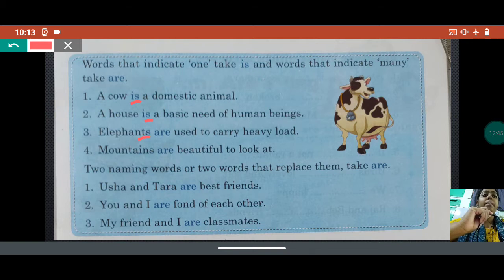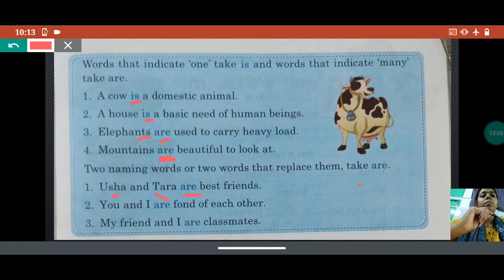Elephants, now here we are talking about more than one elephant. So elephants are used to carry heavy loads. Number 4, mountains are beautiful to look at. Two naming words or two words that replace them take are. Usha and Tara are best friends.